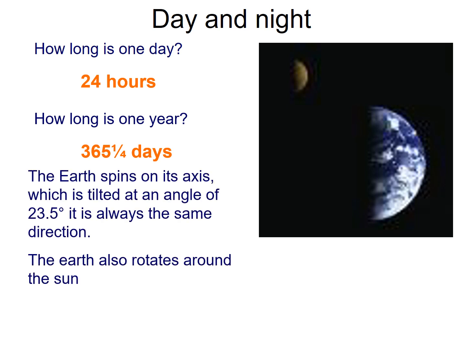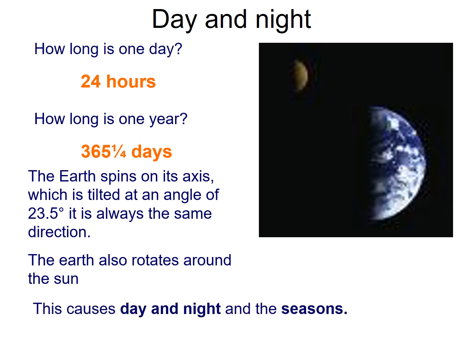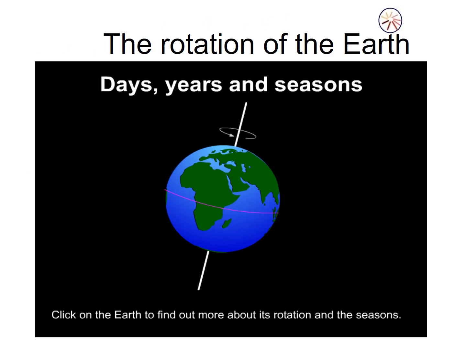The Earth spins on its axis, which is tilted at an angle of 23.5 degrees. It is always tilted in the same direction. As the Earth rotates around the Sun, it is tilting on its axis. This causes day and night and the seasons that we experience. I'm going to click on this animation so that you can find out more about the Earth's rotation and its seasons.